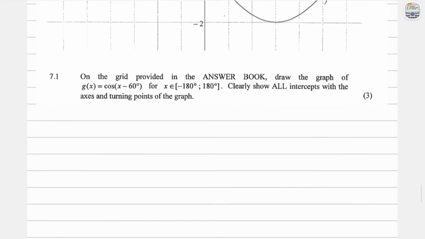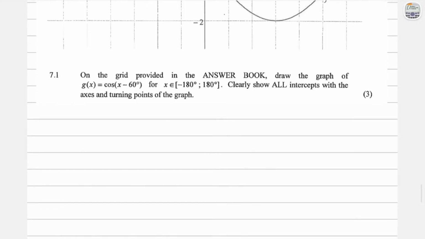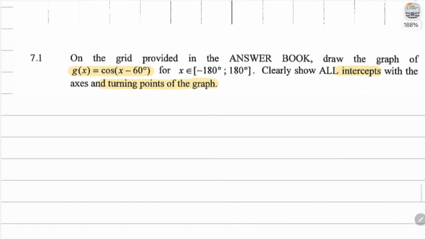And 7.1 says, on the grid provided in the answer book, draw the graph of g(x) = cos(x - 60 degrees) for where x is an element of -180 to 180 degrees. Clearly show all intercepts with the axes. So this would be the x and y intercepts and the turning points of the graph. Okay, so this is the graph that we need to draw.